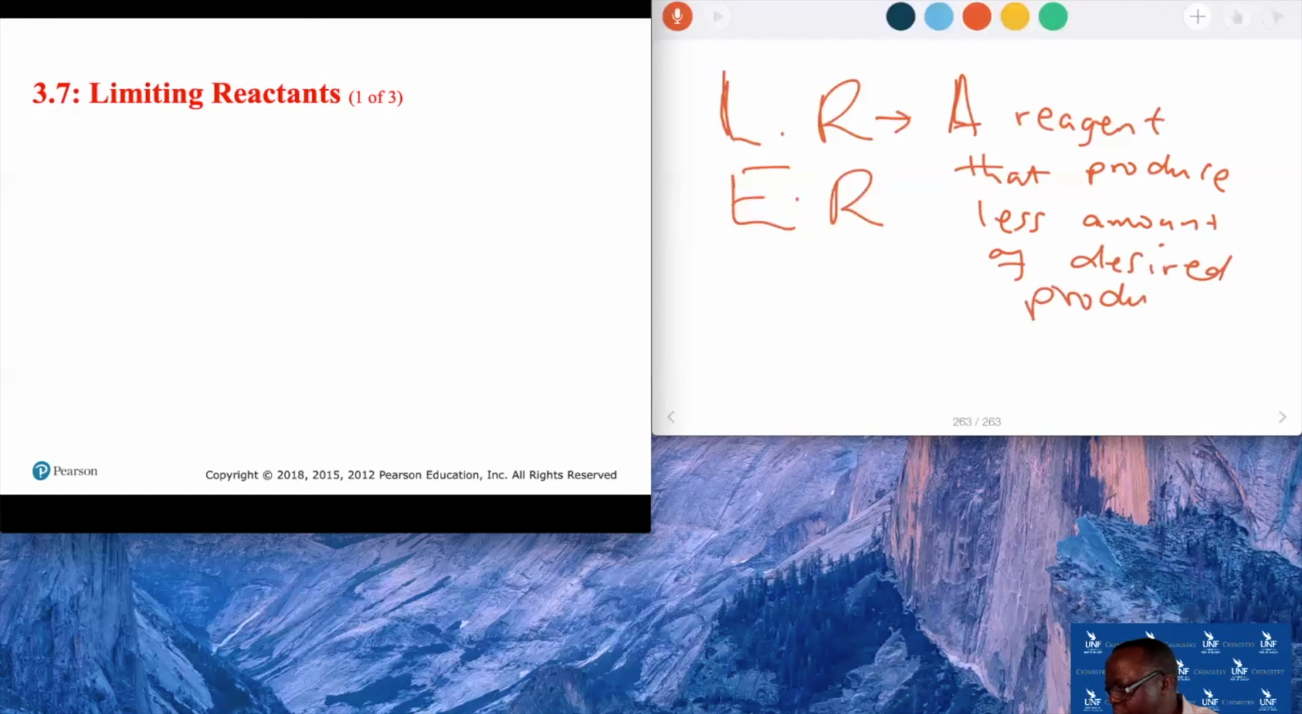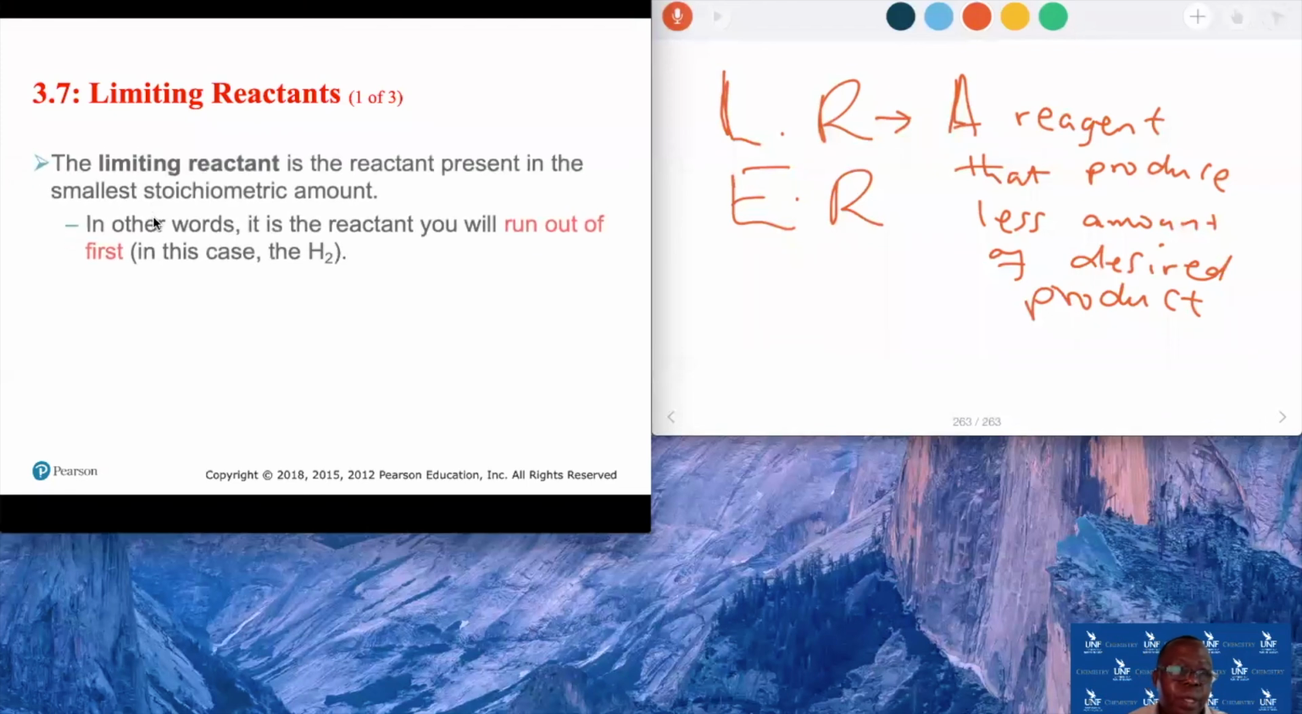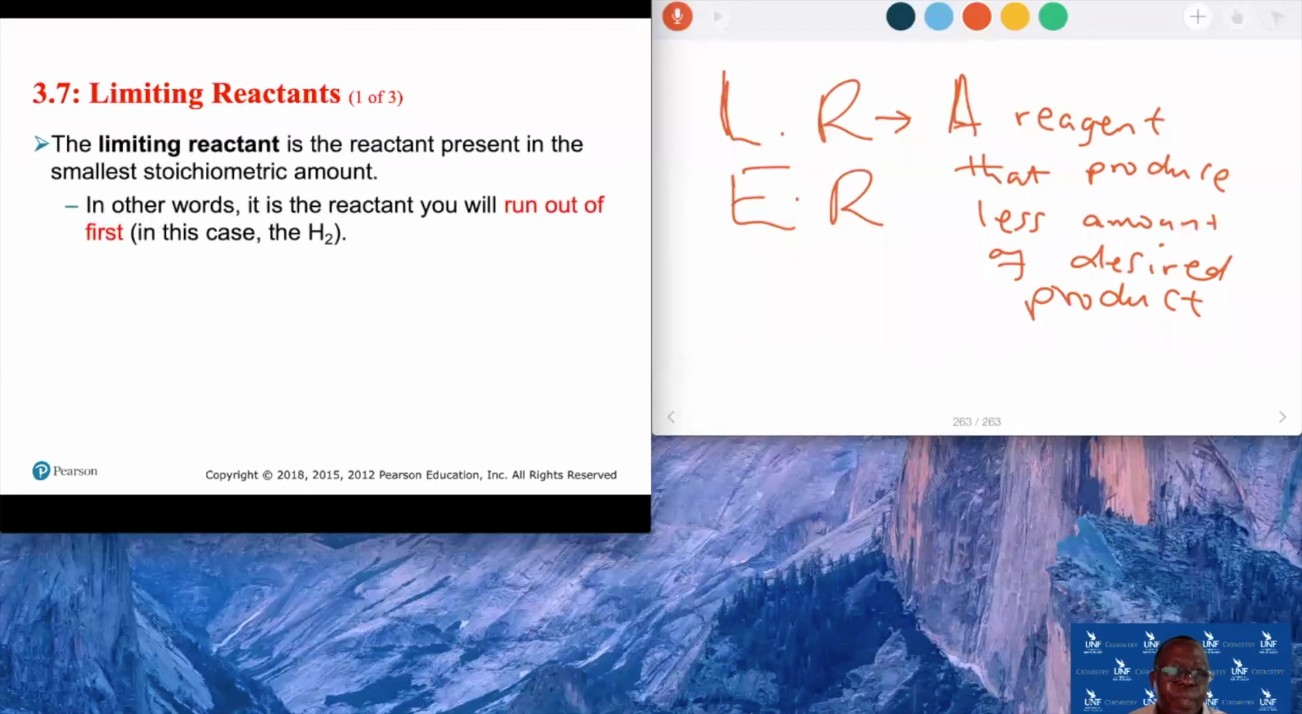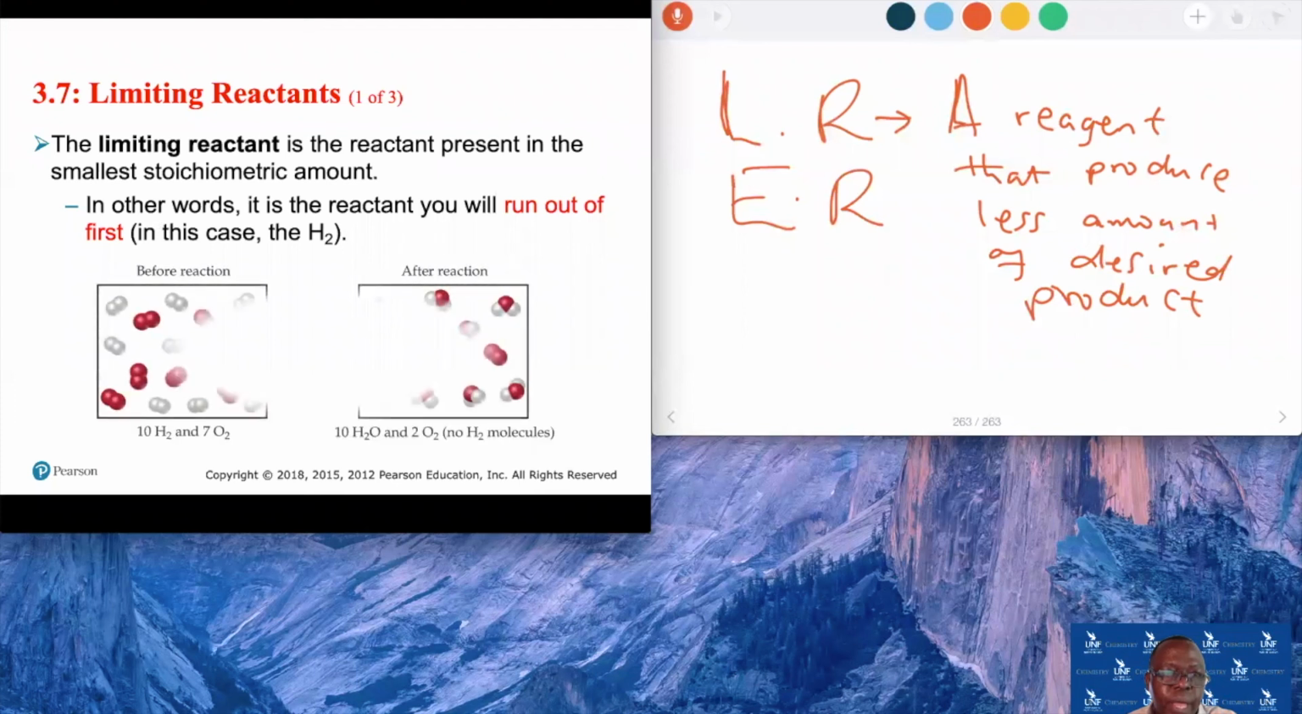So you have to do the calculation and see which one gives you less amount of the desired product using the mass to mass calculation we just went through, and that will give you the limiting reagent. The other one, of course, will be the excess reagent.